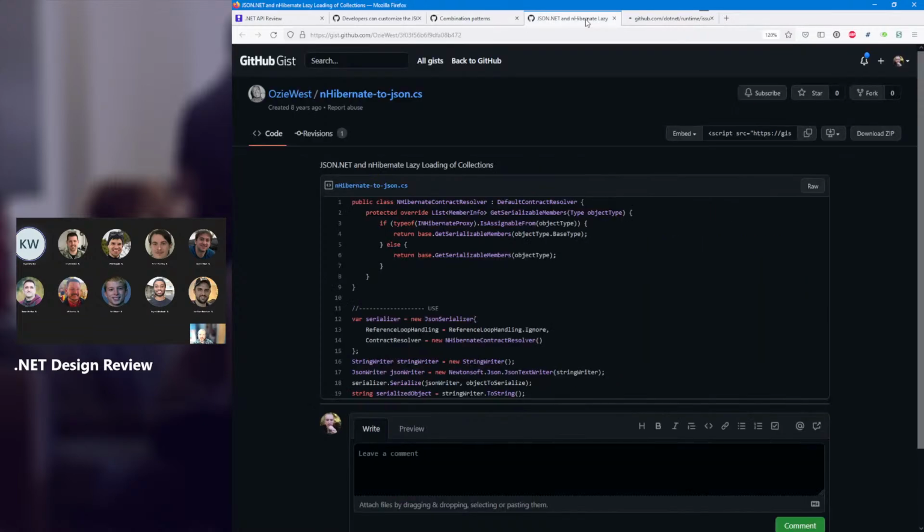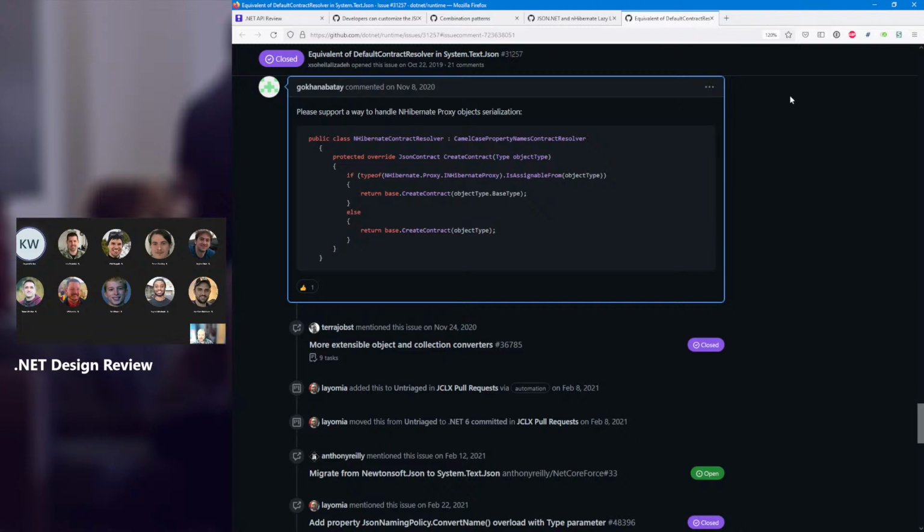Basically, the idea is that they use the base type. The second one is probably easier to see. So this is what people do on the unhibernate. If it's assignable from the unhibernate proxy, they use the base type contract. So that's the basic idea.